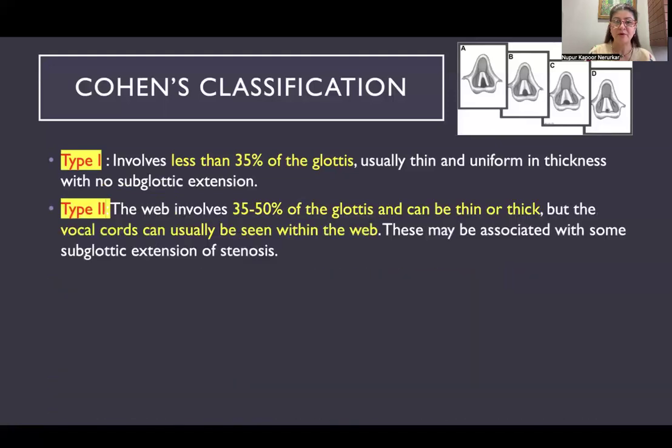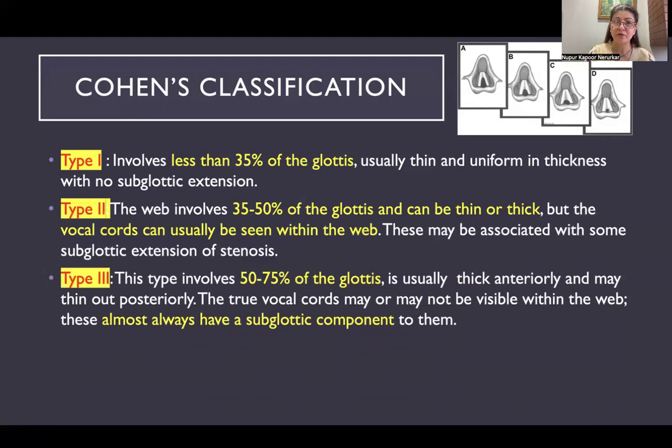A type 2 web involves 35 to 50% of the glottis. It could be thin or thick, and the vocal folds are usually sort of seen within the web. With a type 3 Cohen's classification, there is a 50 to 75% involvement of the glottis, and this is usually thick anteriorly going into the subglottis, usually thinning out posteriorly. Almost always the subglottic component is present.